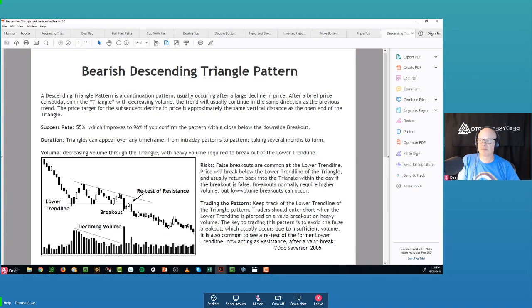There it is, the bearish descending triangle pattern. Okay, 55%, which improves to 96% if you confirm the pattern with a close below the downside breakout level. So this is typically what we'll see. We'll see this thing pounding, pounding, pounding. Notice how these are lower high setups. This is classic, right? If you go look at a chart of Bitcoin on the weekly chart, this is exactly what you will see.